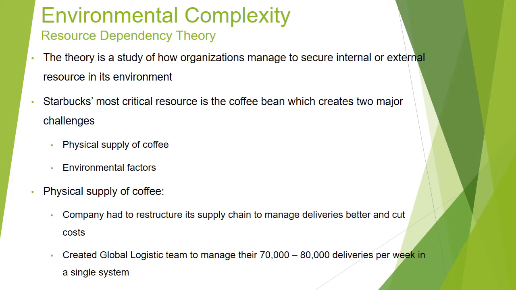In addition to making changes to its supply chain structure, Starbucks also created a global logistics team to manage its 70,000 to 80,000 deliveries per week in a single system. Since this change, Starbucks was able to reduce its costs worldwide without compromising service and delivery.